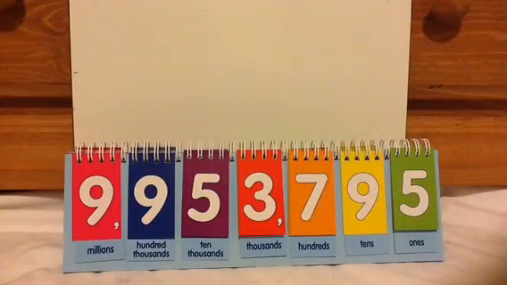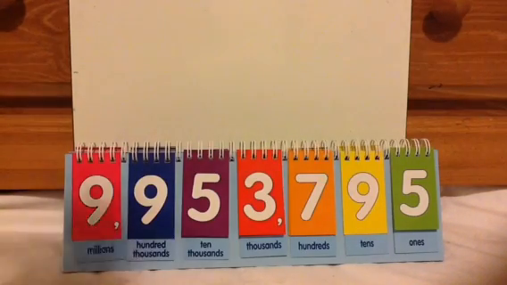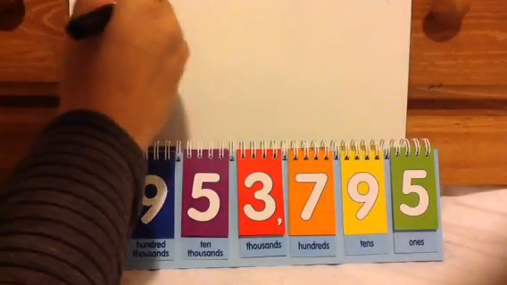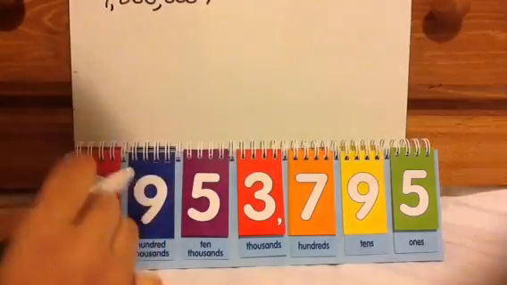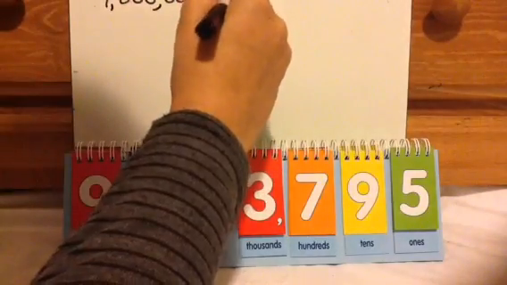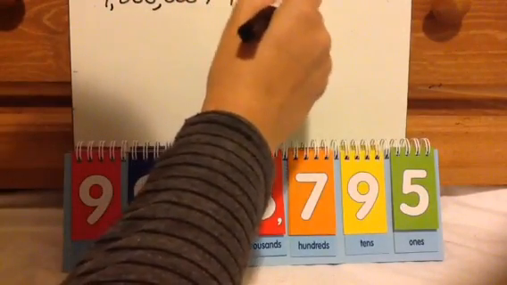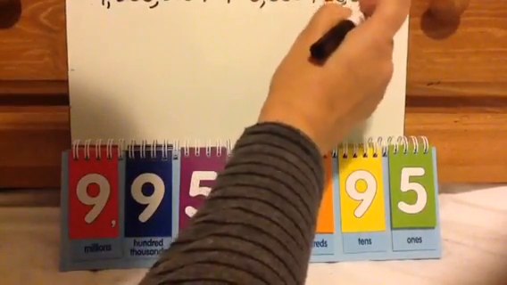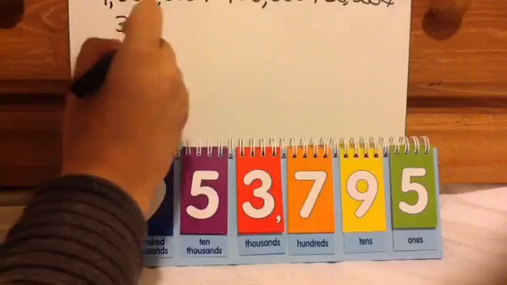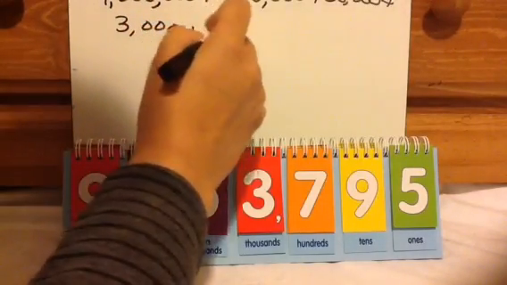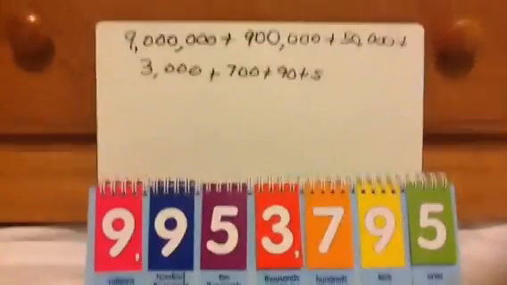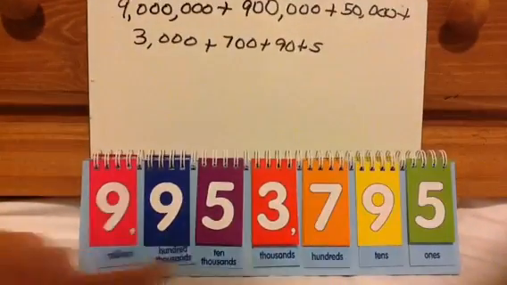Okay, let's look at this one. I'm going to write this one long ways, horizontally, so you can see how it can be accomplished. This is the millions place, so it's going to be 9 million plus 900,000. So that needs to be 900 in the thousands place. 50,000, remember you don't say 5, 10,000. 3,000. 790 plus 5.